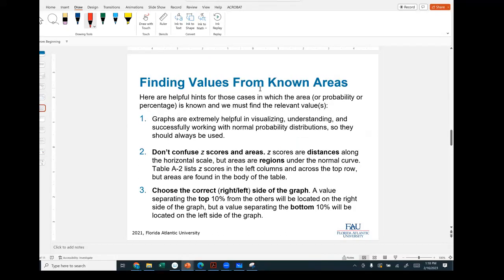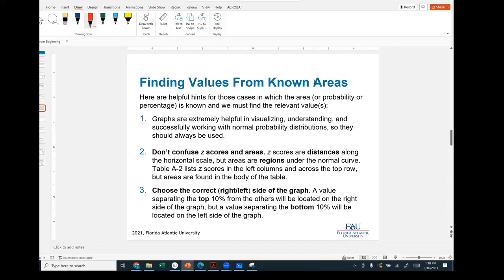So, finding values from known areas. Here are some helpful hints for those cases in which the area or probability or percentage is known, and you must find the relevant value that goes with it. So graphs are extremely helpful in visualizing, understanding, and successfully working with normal probability distributions. So they should always be used.